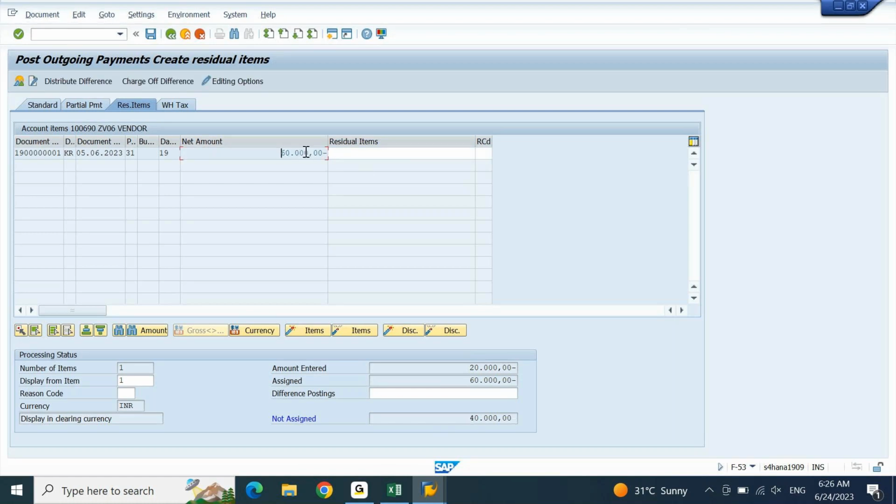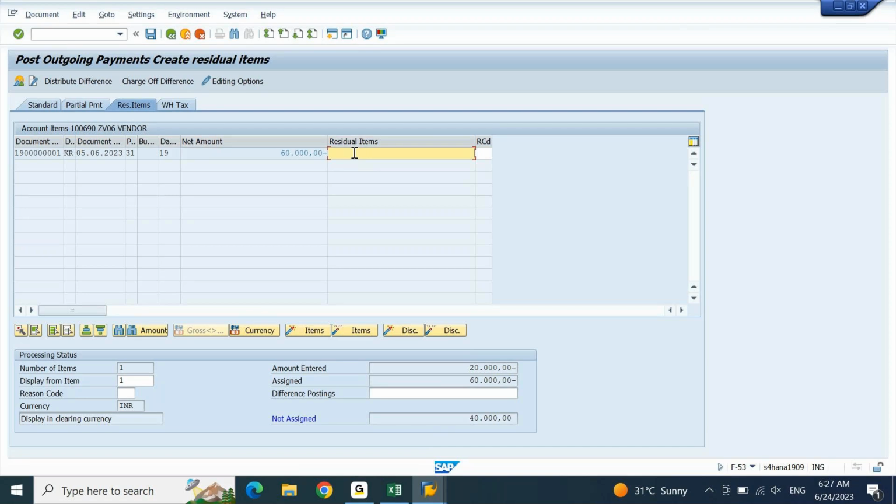What I want the system to do here is capture a payment document for 20,000 rupees. If I want the system to track the payment document, or update 20,000 as the payment amount, I must input the balance amount here. Your residual item always represents the balance amount after the payment.